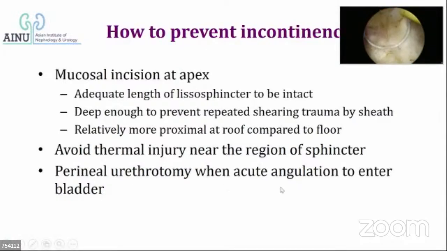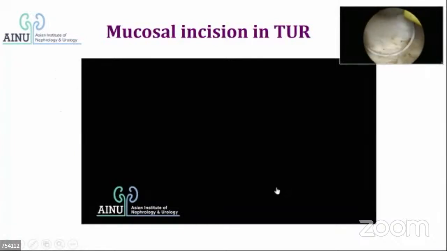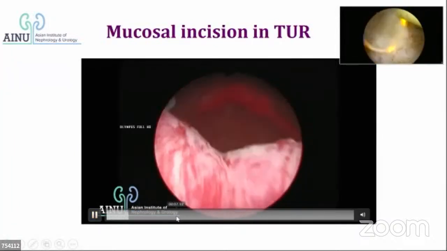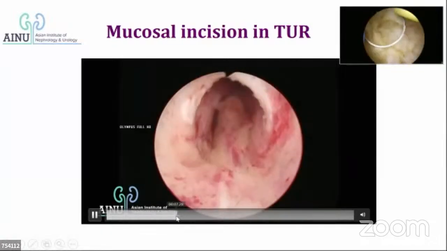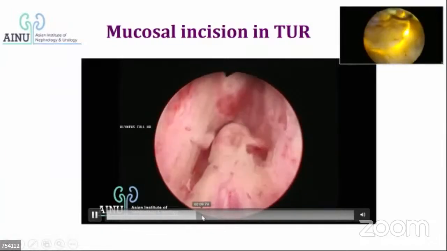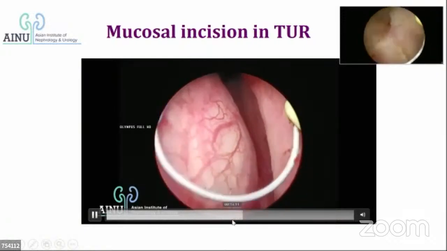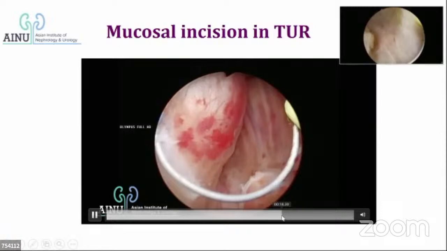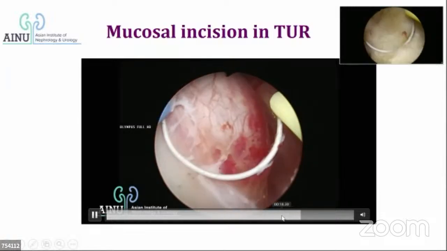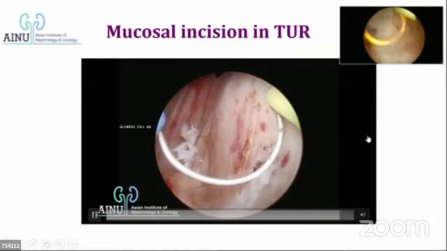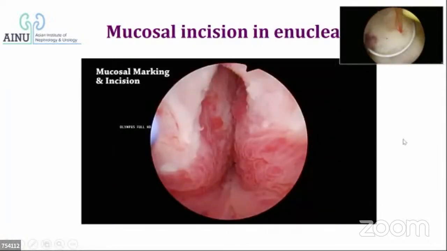Perineal urethrotomy when there is acute angulation to enter the bladder. Mucosal incision in a TUR is a classic thing. If you have extended loops, look into it and come back, have an assessment of the length, and give an incision of the mucosa from where up to which point you can resect. Have that mucosal incision beforehand so that you will not be extending much beyond that area. For all beginners, I think it's a good technique to do as a safeguard.